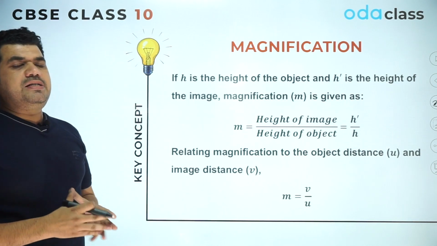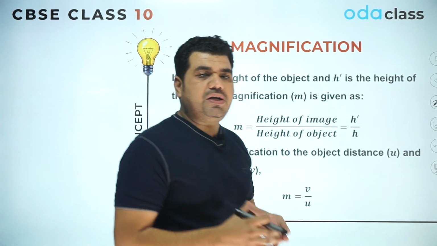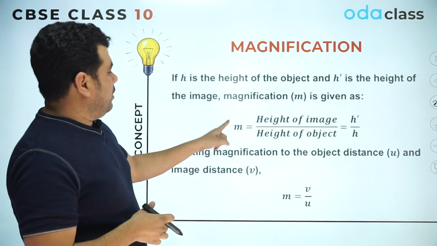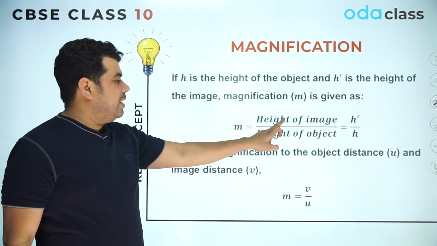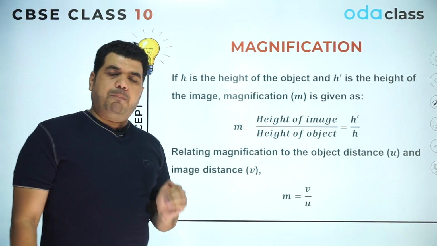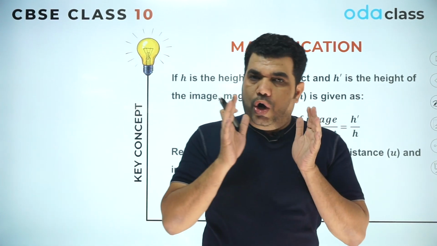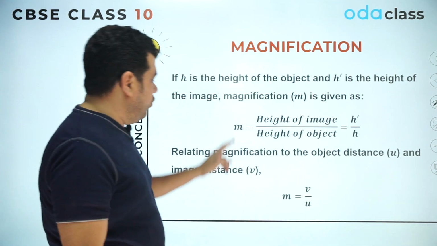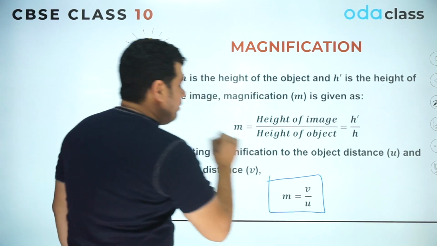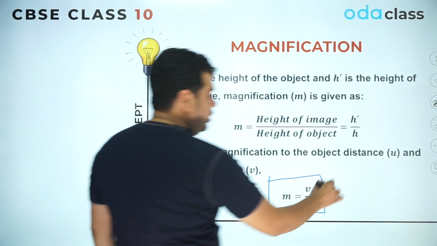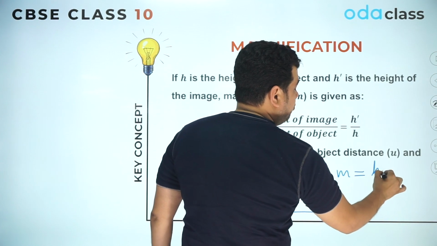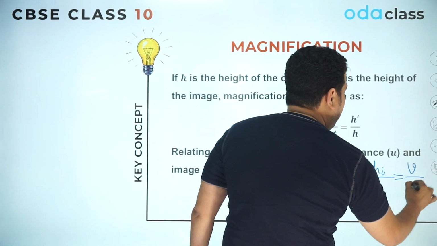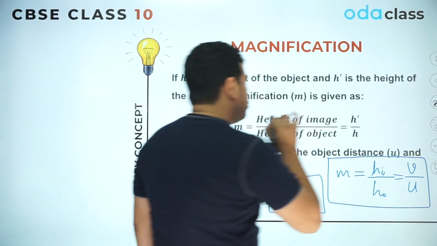And then one more thing is magnification. What is magnification? Magnification is actually the ratio of the size of the image to the size of the object. As you can see, M, magnification, is the height of the image divided by the height of the object. Positive magnification means the image is erect. Negative means it is inverted. And finally, you can also use V by U. So magnification M is equal to the height of the image divided by the height of the object. Similarly, it is also equal to V divided by U. So we will use this formula to solve that question.